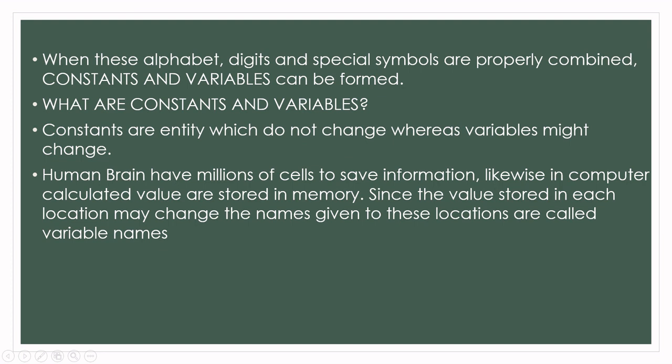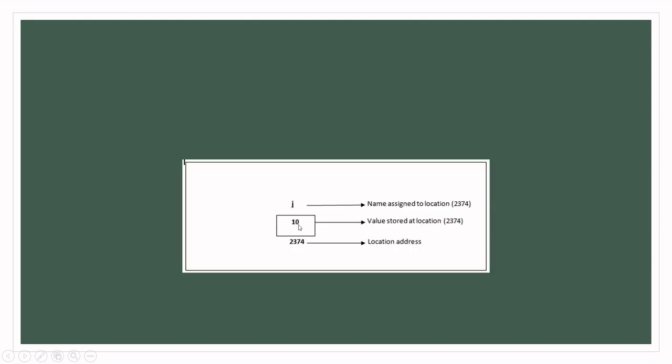And what are constants and what are variables? Constants are entities whose value doesn't change, they're fixed, whereas variables have varying values. For example, here 10 is the value. Suppose there's a number 10 and you want to store 10 in a memory location. So 2374 is the address of the memory location, whereas i is the name given to the memory location, and this is known as the variable name.